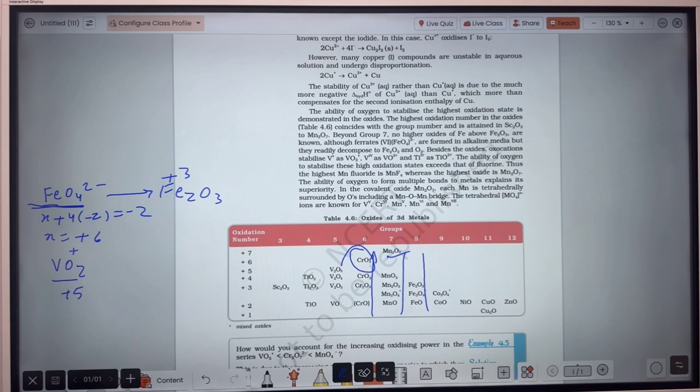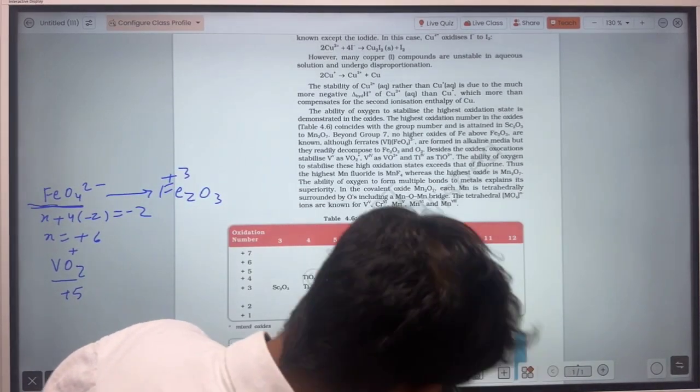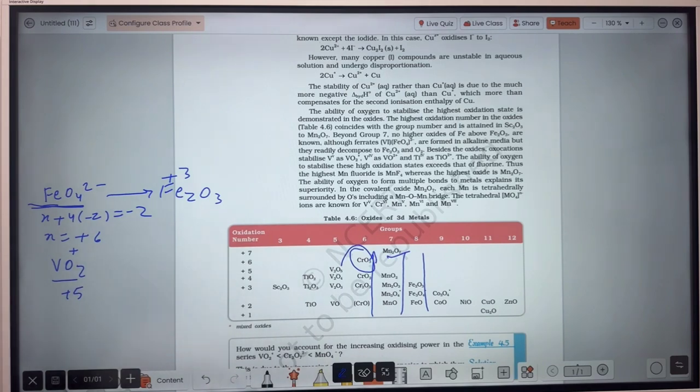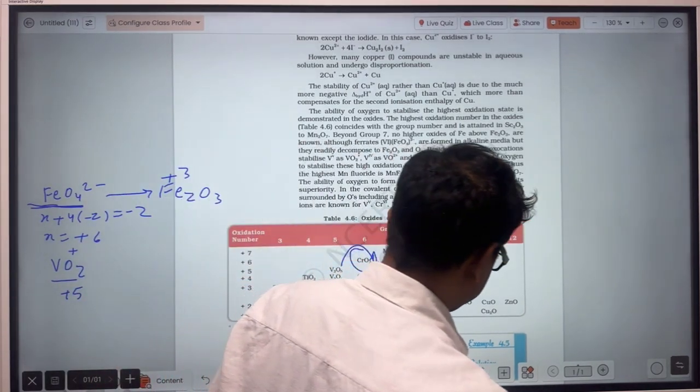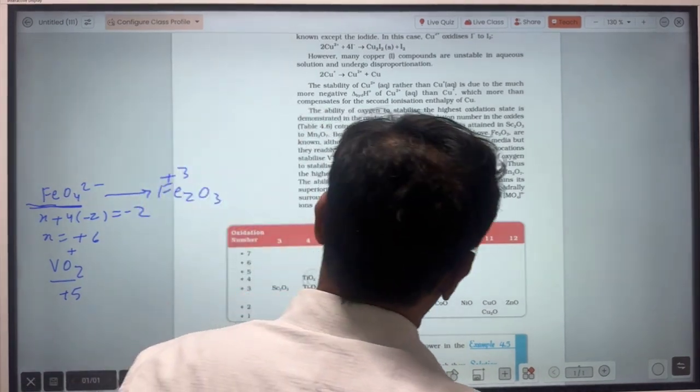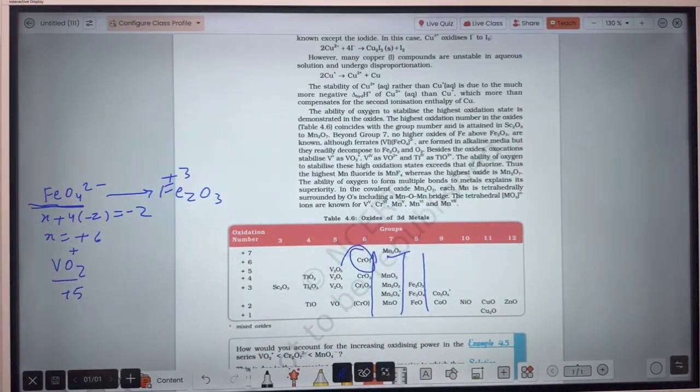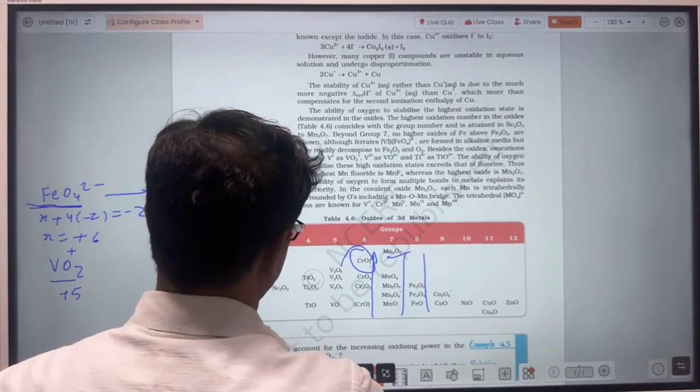So always keep in your mind the shape of Mn2O7. The shape of Mn2O7 will be two tetrahedra bonded at the oxygen atom. Okay, that was that.